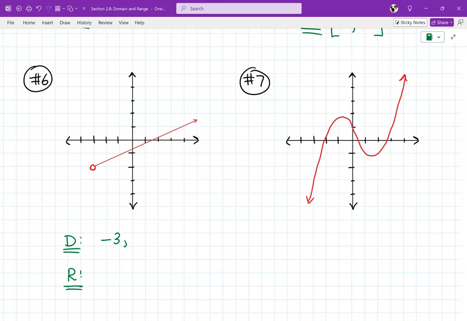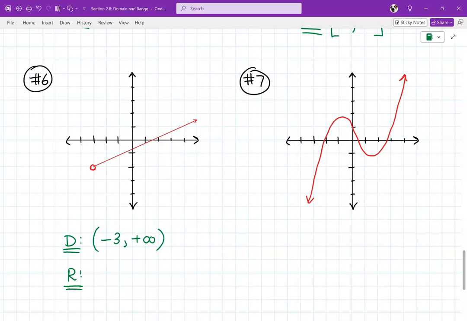Positive infinity. I heard you say 5, but remember, I just stopped there because I can't use an infinitely large paper. So the arrowheads tell you it keeps going, right? So it's going to positive infinity, and I'm going to automatically put a parenthesis there because they always have parentheses. What about the -3? Is that included, or is there an empty circle? We got an empty circle, so I'm going to put parenthesis, not included.